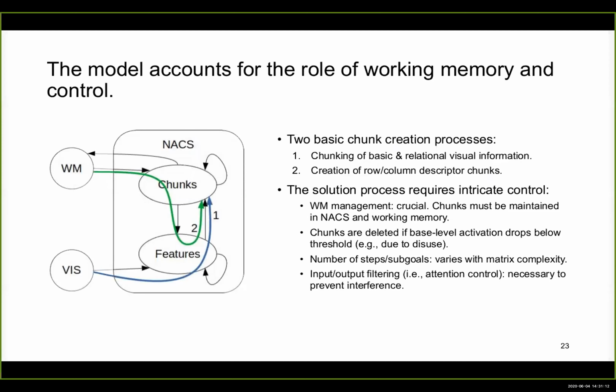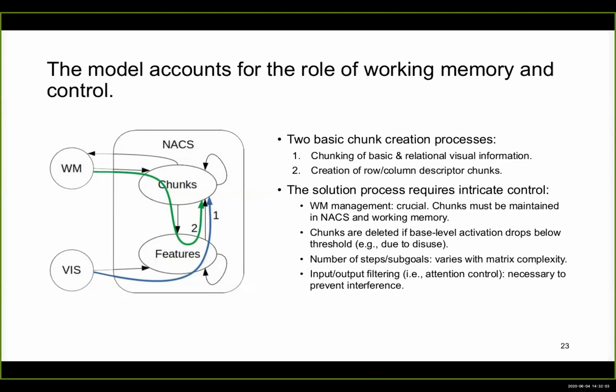So if we just look at how the model processes information, we can already see that there are working memory and control issues that arise. Basically, the main thing that the model does is create various chunks and then compare them. And there are two chunk creation processes: chunking basic or relational visual information, and then using those chunks to create row or column descriptors. And here, working memory issues can arise because these are new chunks, and chunks don't persist indefinitely. And new chunks tend to get deleted sooner rather than later due to having low base level activation.